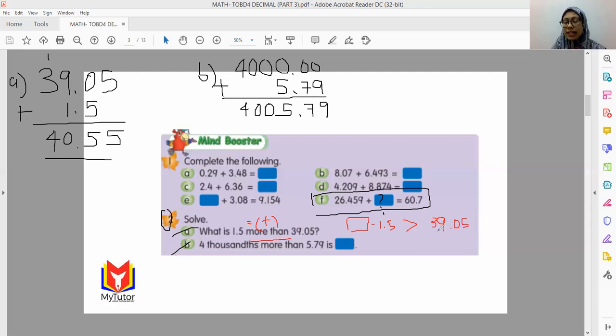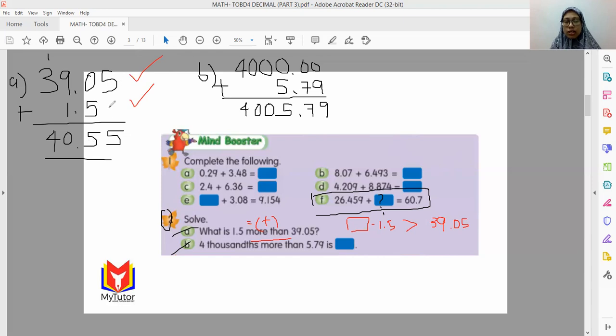So what you need to do is add 39.05 with 1.5 to get the number here. It's asking what number is 1.5 bigger than 39.05. So it is bigger than 39.05 by 1.5. So you add 39.05 with 1.5, and the answer is 40.55.